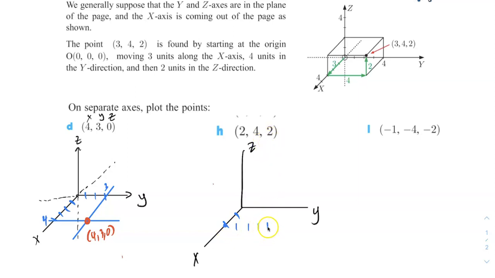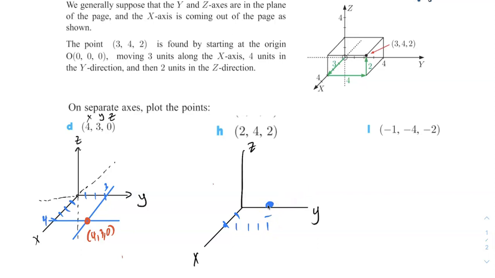Now Z's up and down. So from that spot, I'm going to go up 2. So 1, 2-ish. So I'd say around there. Around there will be my 2, 4, 2. So just go to that spot on your X, from that spot go that way on your Y, and then from that spot, go that way on your Z. And there's a basic graph of it.